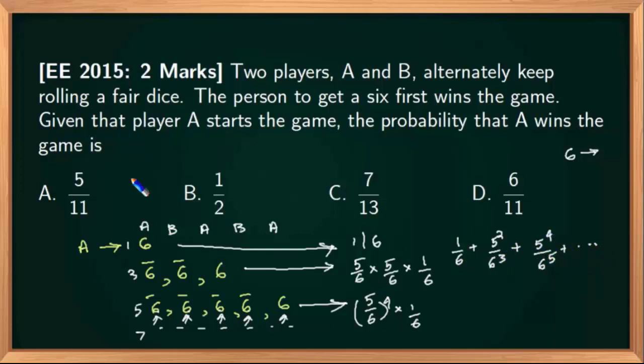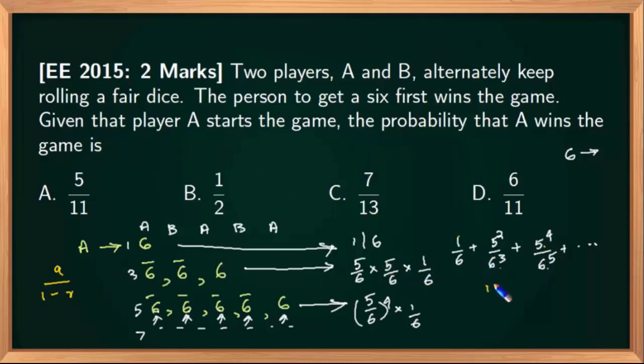etc. Seeing this, I can say that this is nothing but a geometric progression with 1 by 6 as the first term, and 5 square by 6 square as the common ratio, because here I multiply by 5 square by 6 square to get the next term. Again, if I multiply 5 square divided by 6 square, I get 5 raised to 4 divided by 6 raised to 5, like that. So now I am going to find the sum of this GP. The sum up to infinity of a GP is a by 1 minus r, where a is the first term and r is the common ratio.